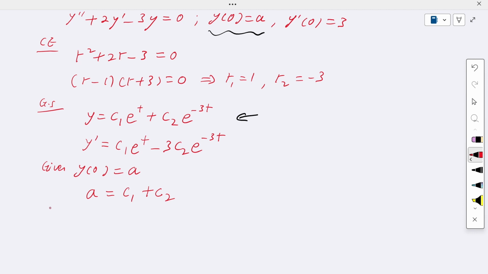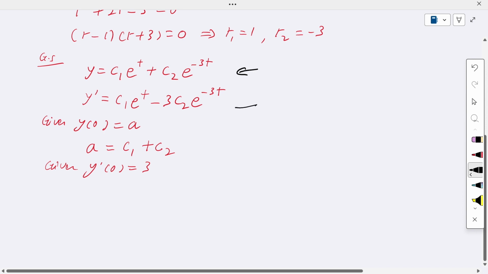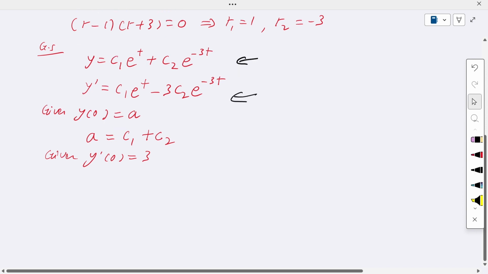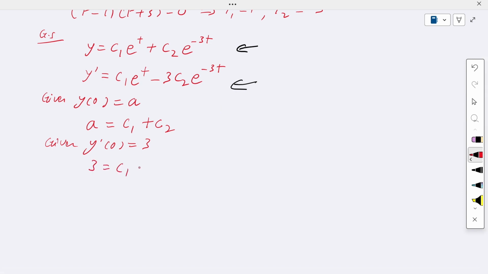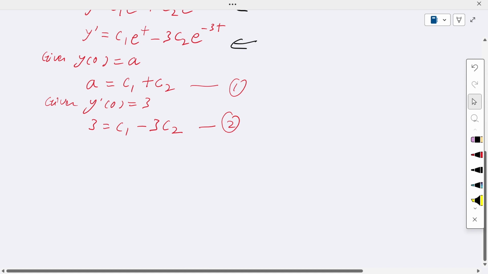And then we're going to substitute with our second initial condition, which is y'(0) equal to 3. Okay, so we're going to substitute into this equation here. So in that case, we have y' is 3. So c1 here is minus 3c2. Okay, so now we have equation 1, and then we have equation 2. So we can find c1 and c2.